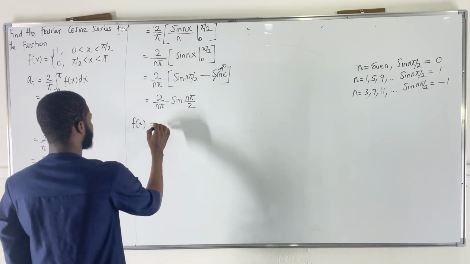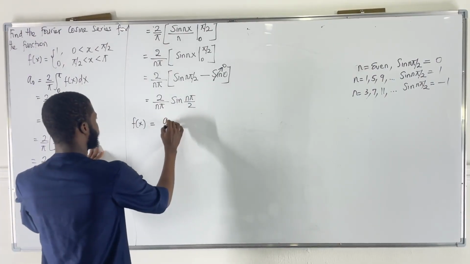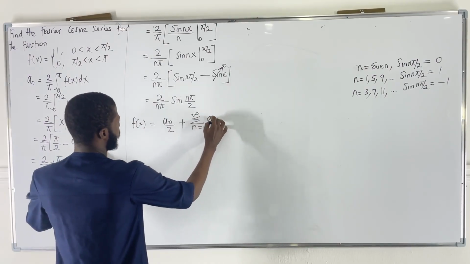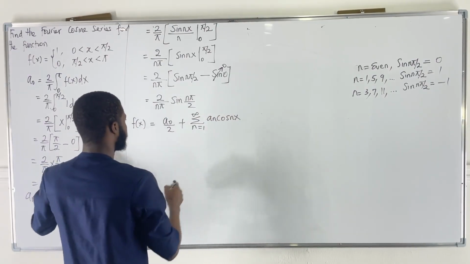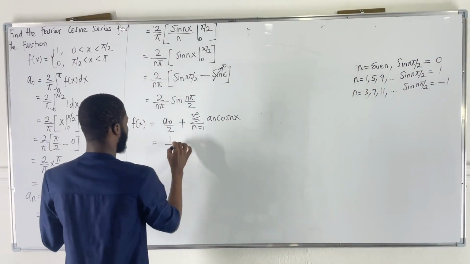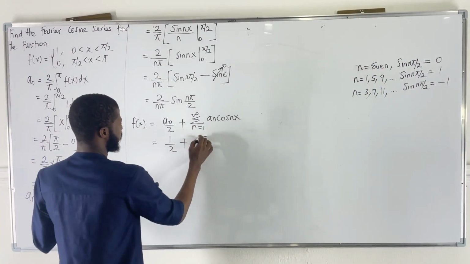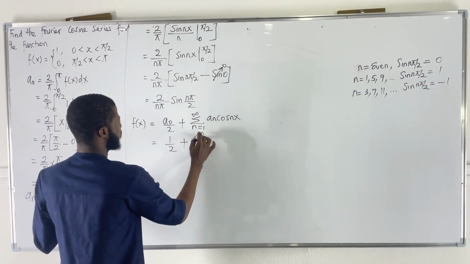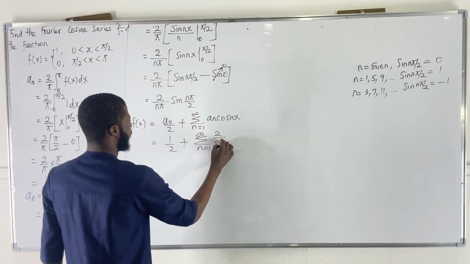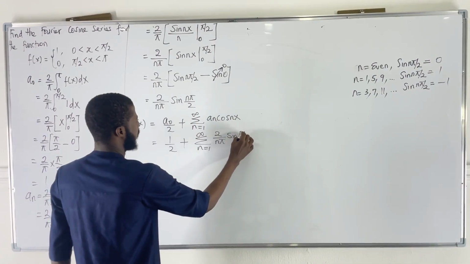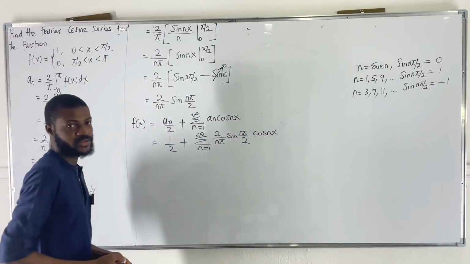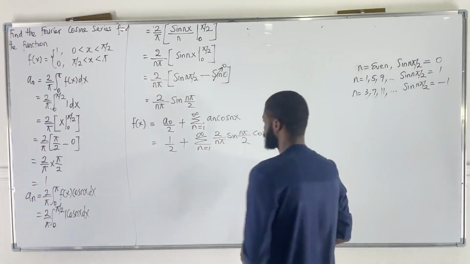I'm going to be having a naught over 2 plus the sum from n equal to 1 to infinity of a sub n cos nx. Now the a naught is 1. So this is 1 over 2 plus the sum from n equal to 1 to infinity. Now a sub n is this whole value here. So that's 2 over n pi sine n pi over 2. Then you put your cos nx. That's what we're having.